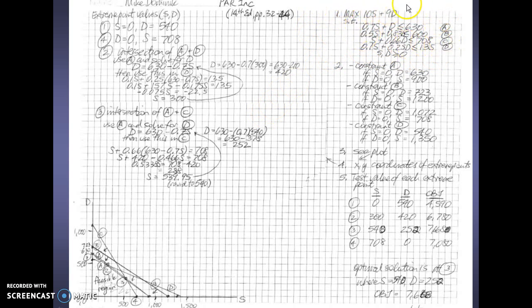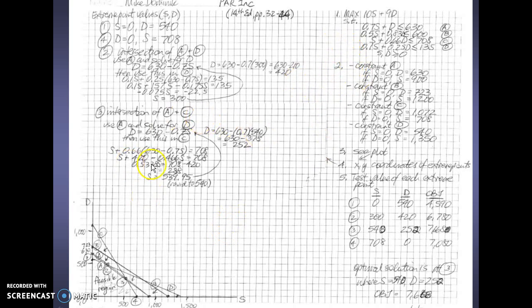Our objective function, max 10s plus 9d. The 10 is the coefficient value of the s decision variable. 9 is the coefficient value of the d or deluxe bag decision variable. 0.7 is the coefficient of the constraint associated with cutting and dyeing. I didn't write those down here. I've labeled these A, B, C, and D so that when I have them plotted, you can see which line corresponds to which constraint.